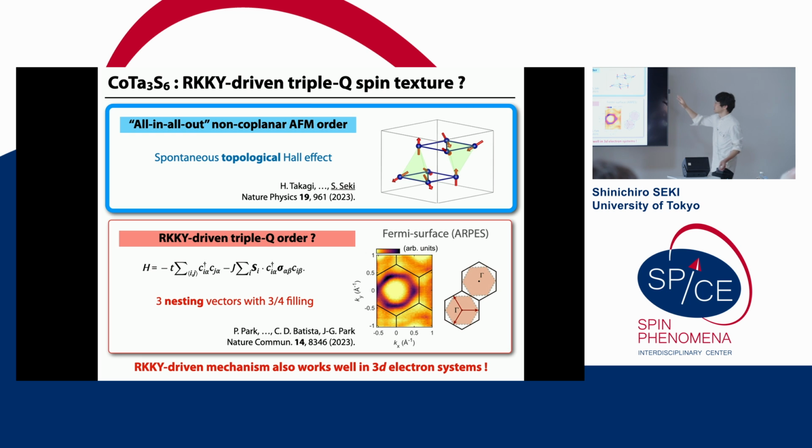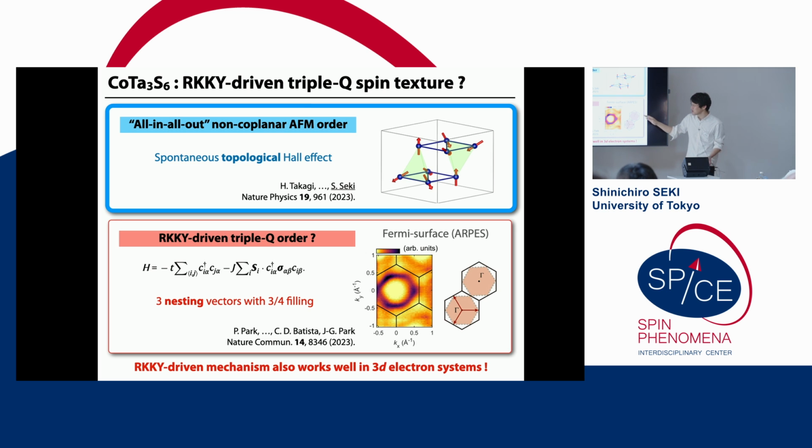And so for this cobalt-tantalum sulfur system, the realization of such an all-in, all-out type non-coplanar antiferromagnetic order is now established. And recently, Christian Batista and his collaborators also independently reported the same magnetic structure for this compound. They also performed additional ARPES measurements to identify the Fermi surface shape.